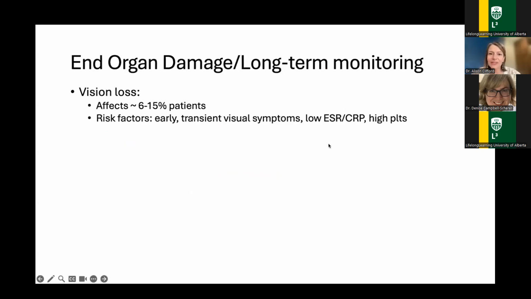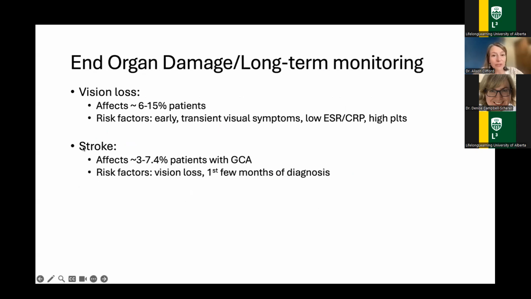And then last but not least, I had a slide about organ damage and monitoring. So vision loss still affects somewhere between 6 to 15% of our patients. This tends to be an early manifestation, most often before the disease is recognized. Once patients are on treatment, it's distinctly uncommon to lose any vision.